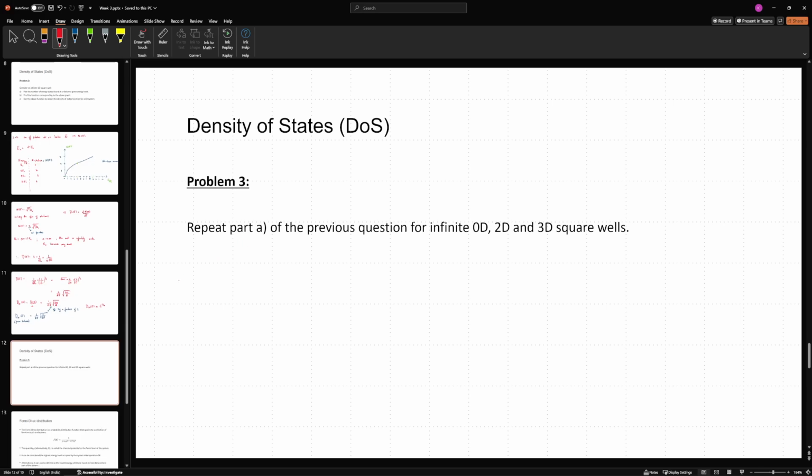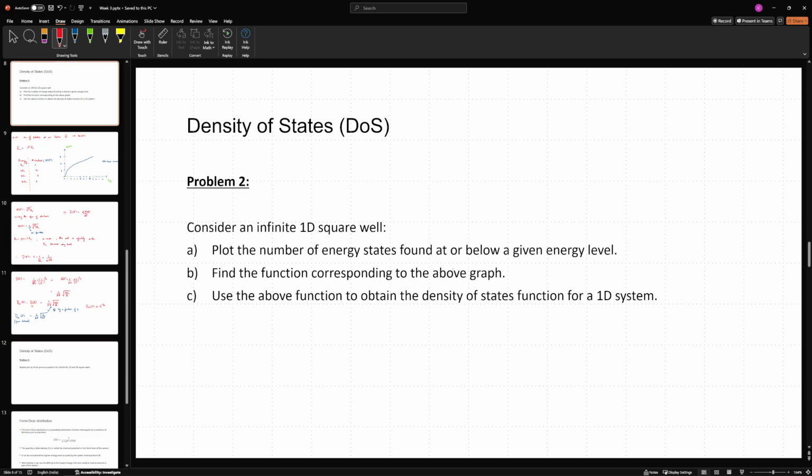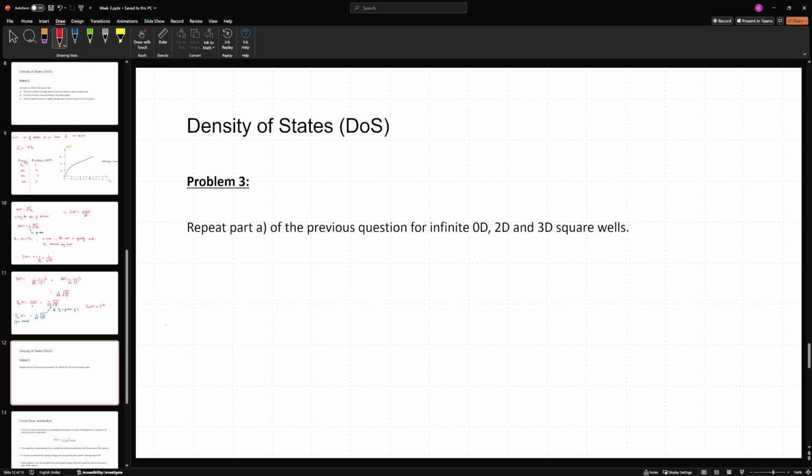Now, the third problem that we shall be looking at is to repeat the previous part A, essentially finding the number of energy states found at or below a given energy level for a 0D, 2D, and a 3D system. So what I'm going to do is a 2D system first, then a 3D system, then I'm going to talk about a 0D system.